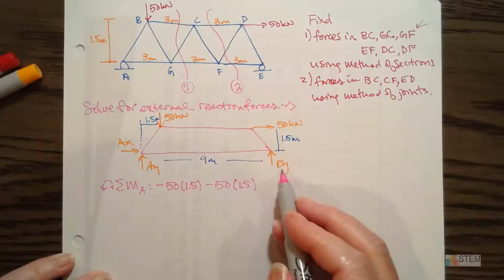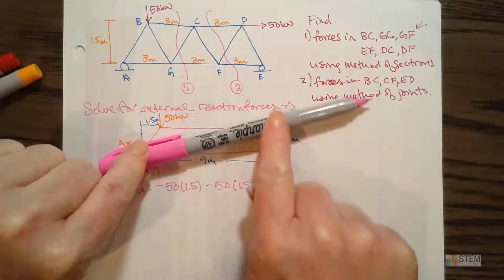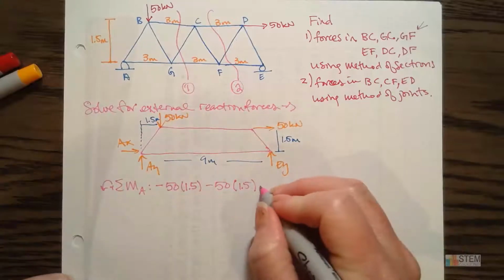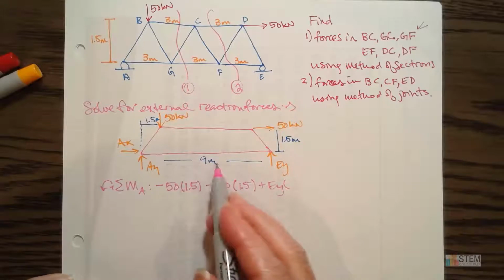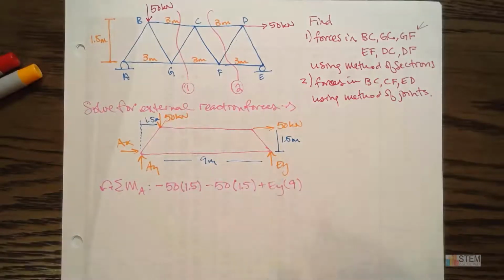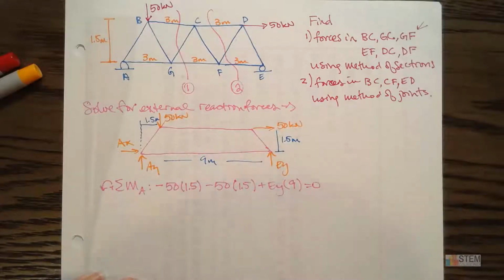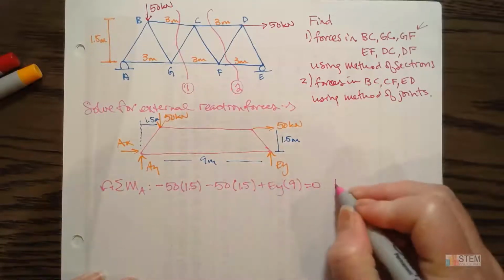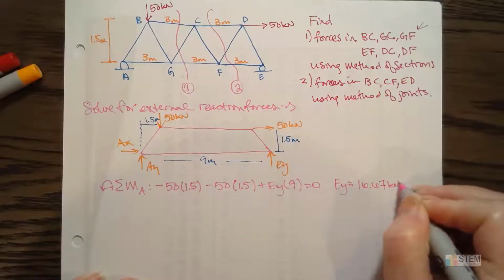Okay, and then finally we got EY. EY is going up, so if I hold here at A and push up, it's going to be counterclockwise. That's positive. So plus EY, and the distance right here is 9, because that 9 meters is perpendicular to EY. That would be our moment arm there. All right, that's all we got. Set it to 0: 1 equation, 1 unknown, so we can go through and solve. And we get 16.67 kilonewtons.